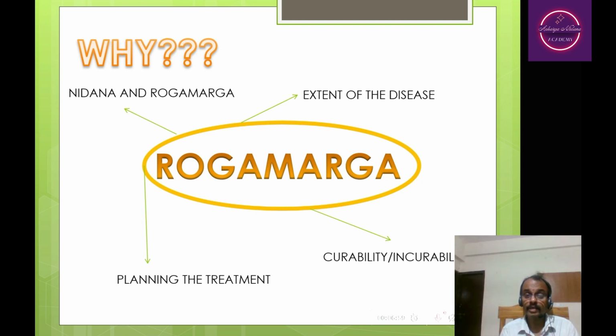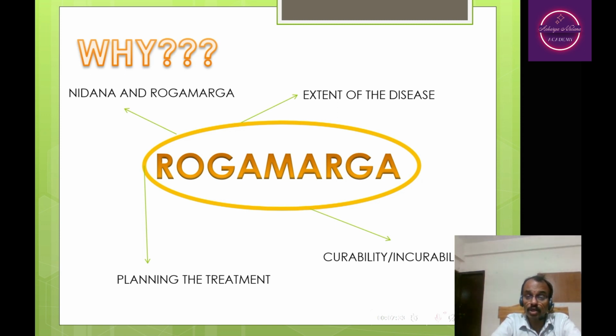And third, the curability and incurability of illness can be predicted. If the person has illness related only to Abhyantara Rogamarga, then it is comparatively easier to cure. If the person has Bahya Rogamarga involvement, it will be comparatively more difficult to cure than Abhyantara Rogamarga, because in Ayurveda the elimination of dosha should be done from the alimentary canal.